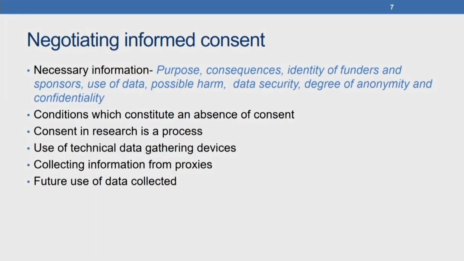Now, the principle of informed consent expresses the belief in the need for truthful and respectful exchanges between social researchers and the people whom they study. So, negotiating consent entails communicating information likely to be material to a person's willingness to participate, such as the purpose of the study, the anticipated consequences of research, identity of funders and sponsors, anticipated uses of data, possible benefits and harm arising out of the study, degree of anonymity and confidentiality which may be afforded by informants and subjects.